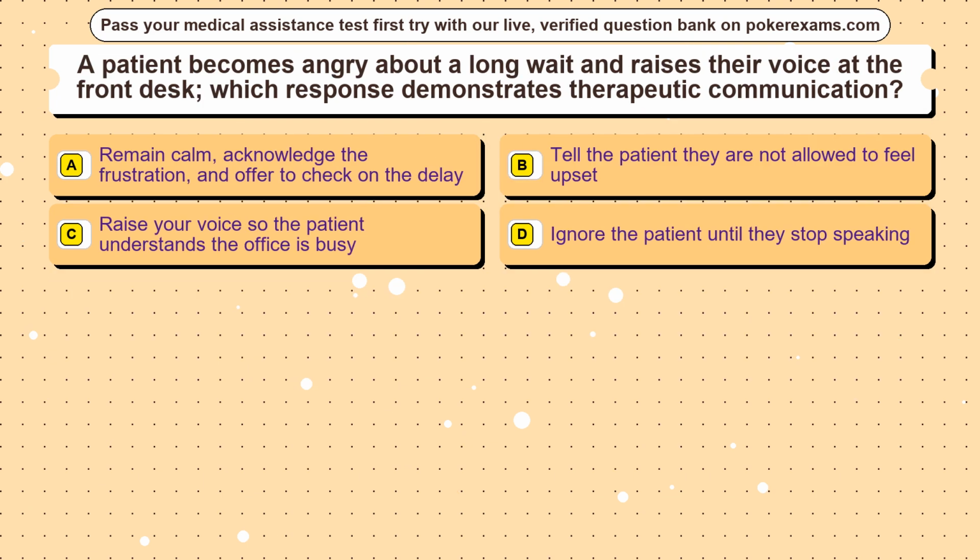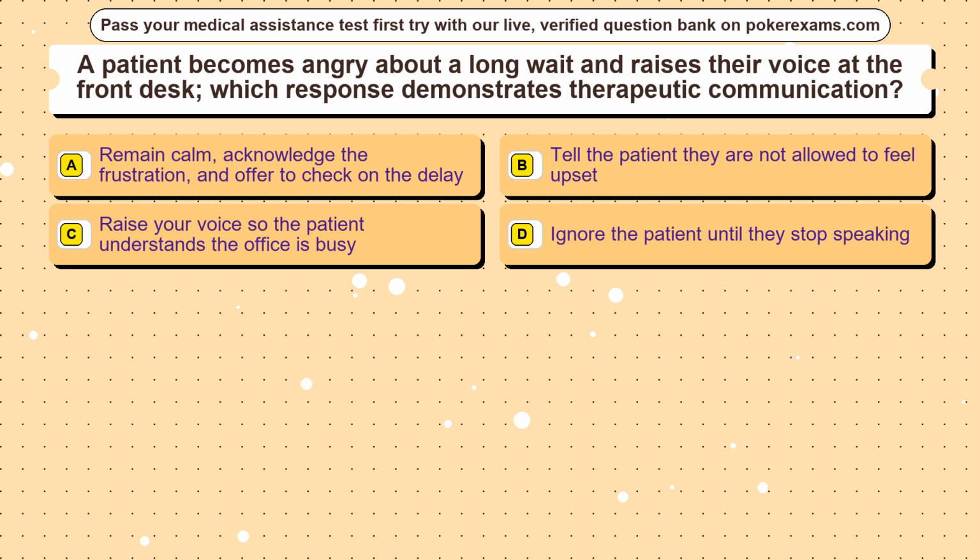Question 75. A patient becomes angry about a long wait and raises their voice at the front desk. Which response demonstrates therapeutic communication? Option A, remain calm, acknowledge the frustration, and offer to check on the delay. Option B, tell the patient they are not allowed to feel upset.